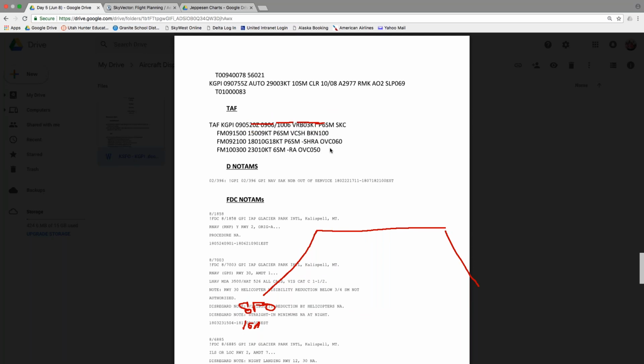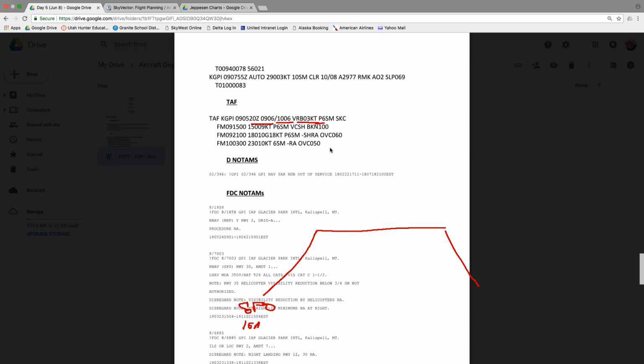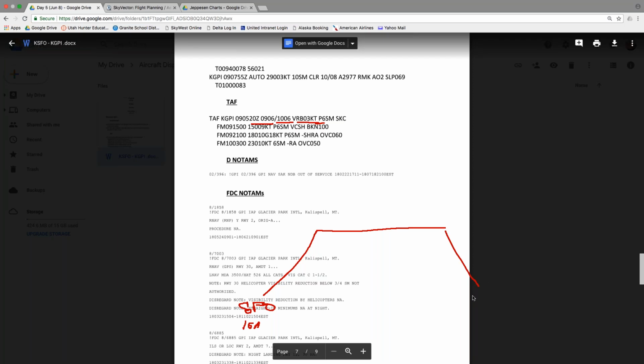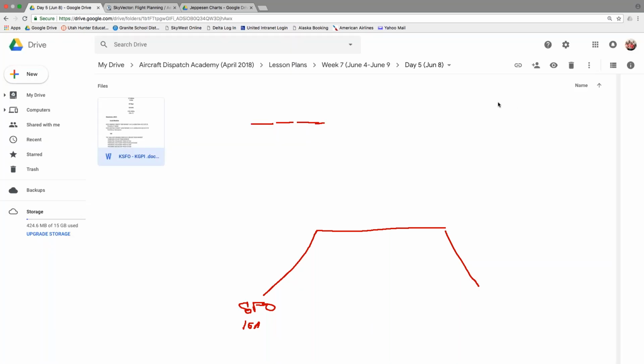Then we go down to our TAF at our ETA. What are we planning on happening at our ETA? We got winds variable at 3 knots, 6 miles or greater of visibility, and skies clear. Okay. So VRB at 3. No ceilings, 6 miles, and skies clear. Okay. So that's all we need.